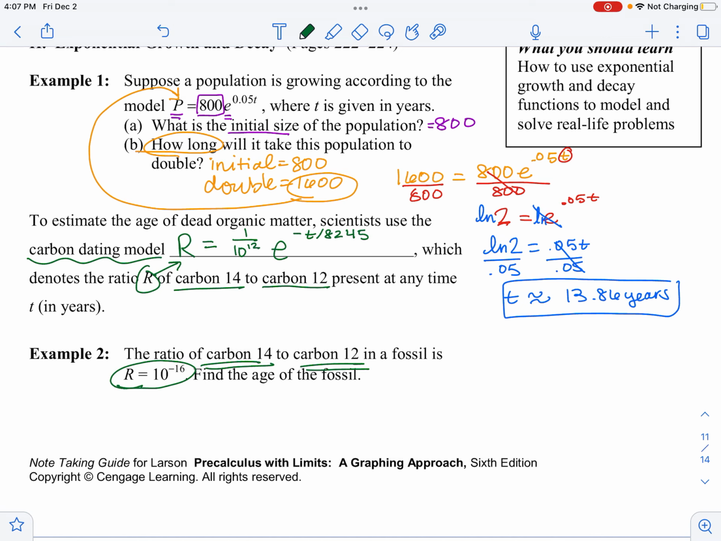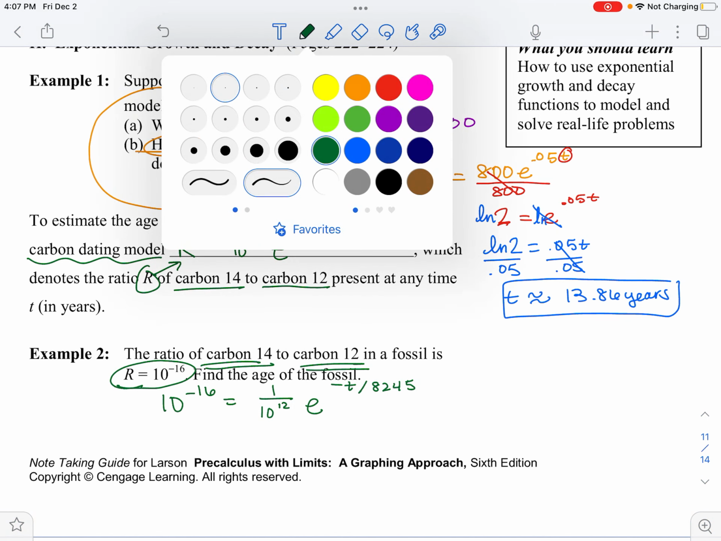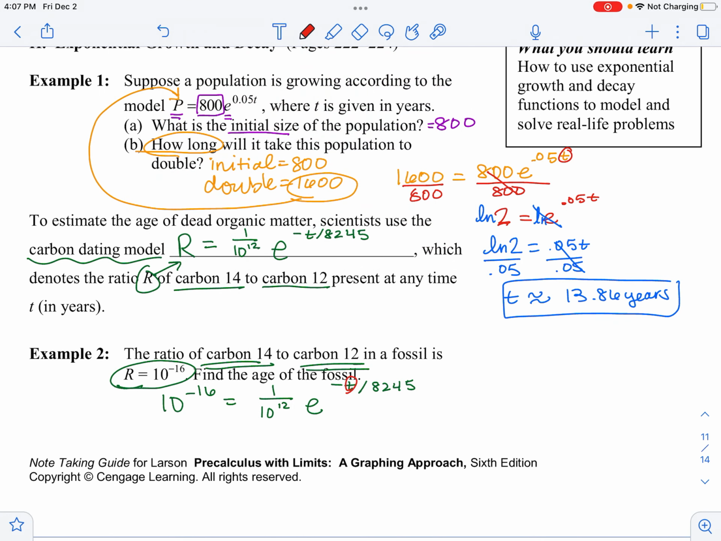So to find the age of this fossil, we're still going to use big R, which is 10 to the negative 16, equals 1 over 10 to the 12th times e to the negative t over 8245. Again, we're solving for t. So in order to solve for t, we're going to start to move things away. To get that 1 over 10 to the 12th away, I'm going to multiply by 10 to the 12th to cancel it out.